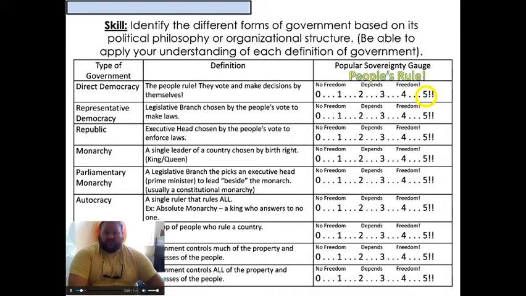Well, let's find out. If people are ruling for themselves and making decisions for themselves, then absolutely, they're going to have full popular sovereignty. That means full freedom. People get to decide on laws, people get to decide on rules, and they vote for themselves.